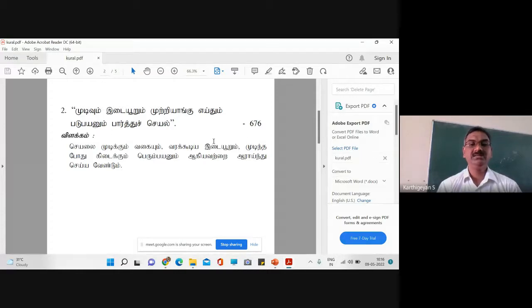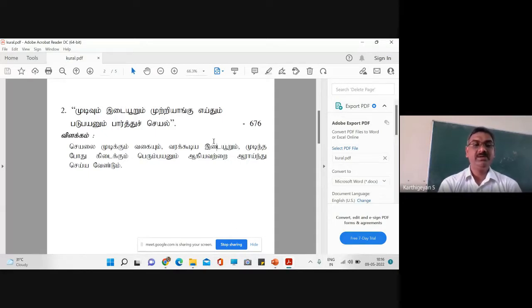See, in this Thirukkural 676, that is the definition of the linear programming problem, which fantastically correlates with the linear programming problem components.